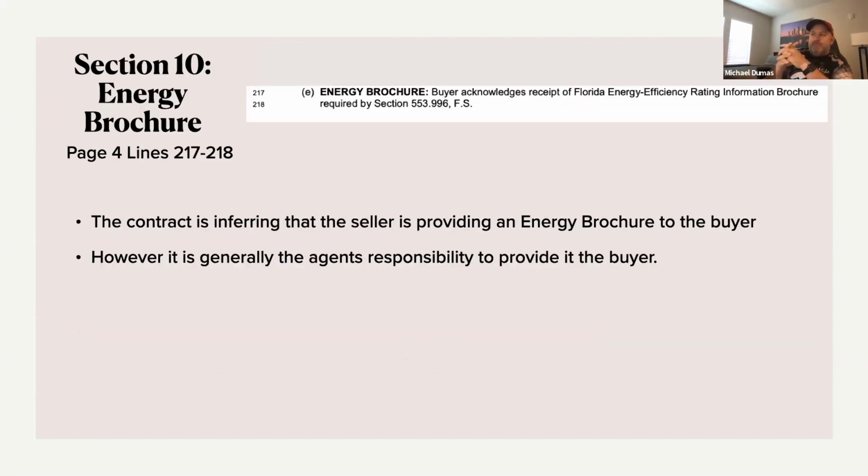Energy brochure. This contract, when you read this, infers that the seller is providing an energy brochure to the buyer. Now, that generally means that we as agents are responsible for providing that. We're not doing that. We need to figure out a system to do that because technically in the contract, we're supposed to provide an energy efficiency rating information brochure. I'm going to look at that as the broker. We're going to get that figured out. It'd be kind of nice if there's some way we could automate that where an email goes out to the buyer, but we'll figure that out.